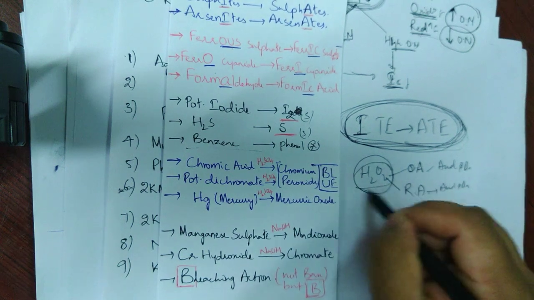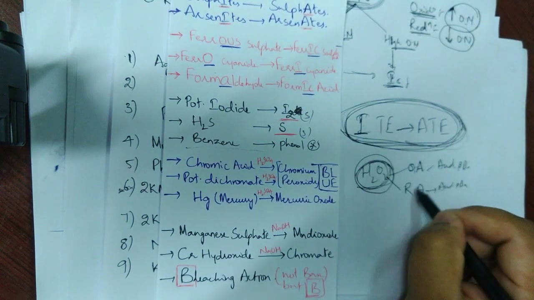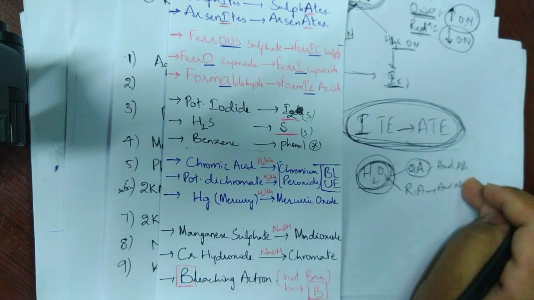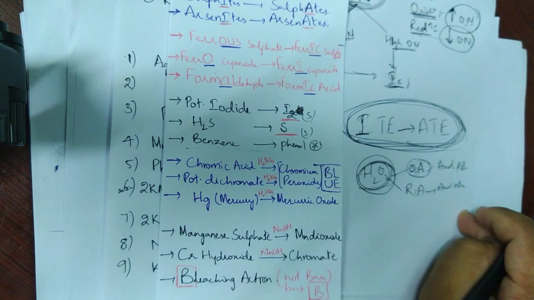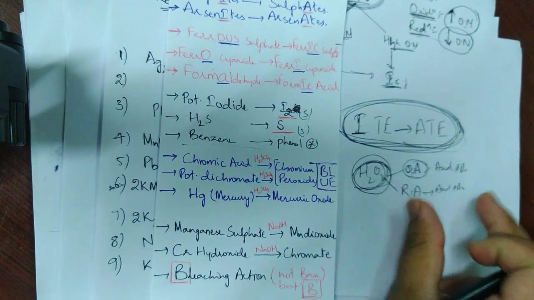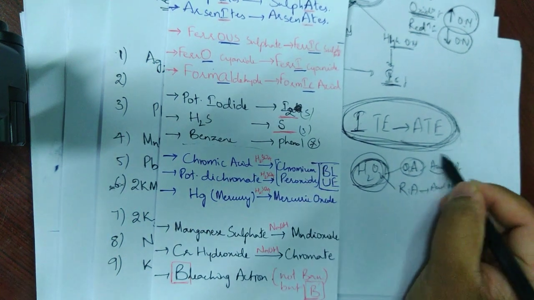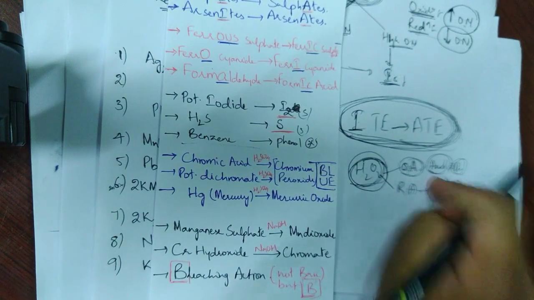If someone asks whether H2O2 behaves as an oxidizing agent or a reducing agent, both. Oxidizing agent only in acid? No, even base also. Reducing agent only in acid? No, even base also. Alright, so it can happen in both. So now I am focusing on acid reactions and basic reactions: how they are in basic medium, how they are in acidic medium.